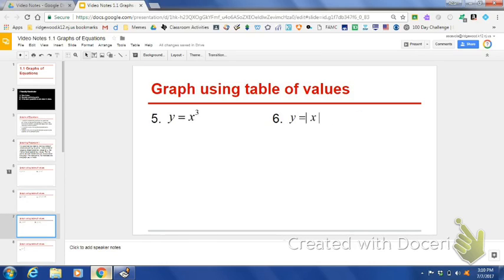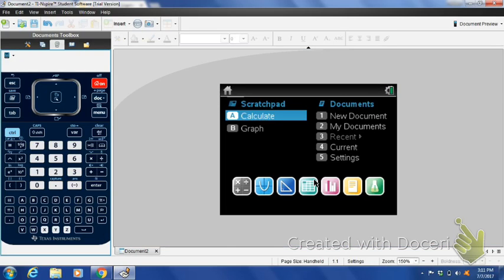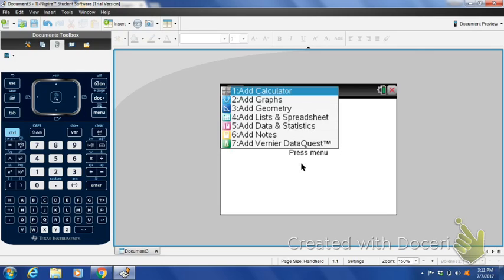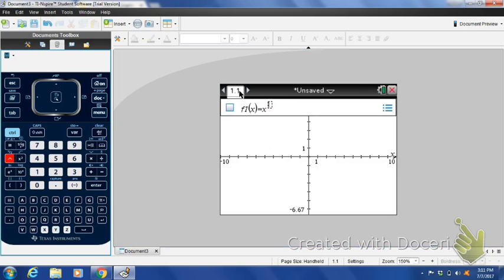Alright, 2 other ones. We've got y equals x cubed, and then also y is equal to the absolute value of x. So let's graph them. We'll go back to our calculator. Let's go home, new document, and we're going to say no, and we're going to add a graph. We want to graph y is equal to x cubed, so we're going to hit x, and then to do the cube, we hit the caret next to x squared, and then plug in a 3 there.